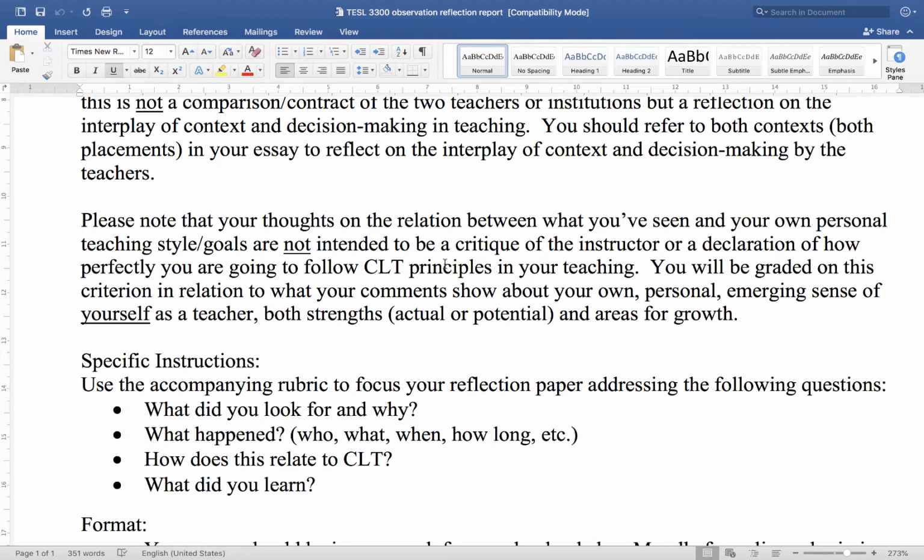In other words, it's not necessary or appropriate for you to be critiquing everything that your host teacher did, but you're looking to analyze the rationale and the pedagogy behind the teaching decisions that they made in relation to their context and CLT principles. And it would be appropriate if you discussed how you intend to apply or not apply these things as you continue to progress through your practicum.